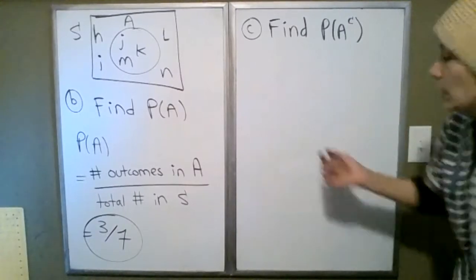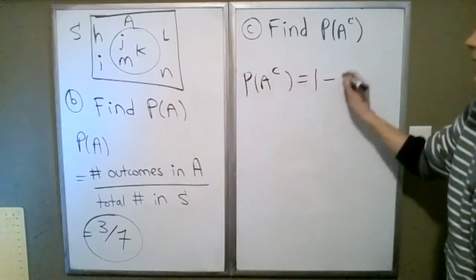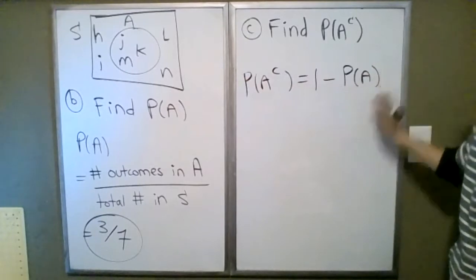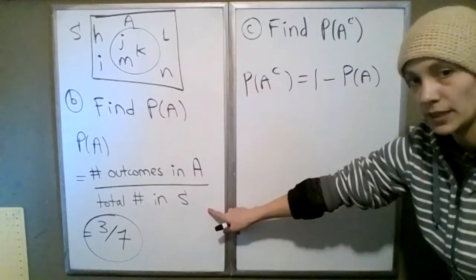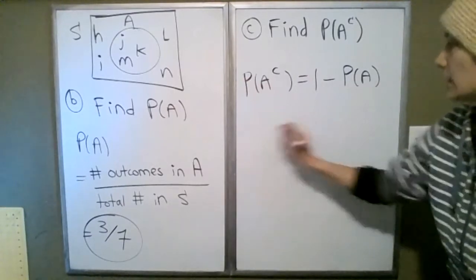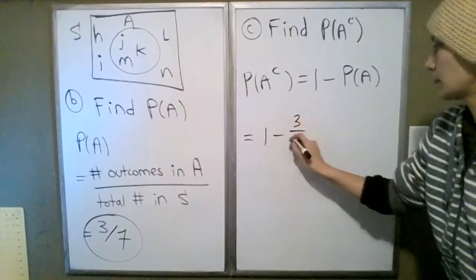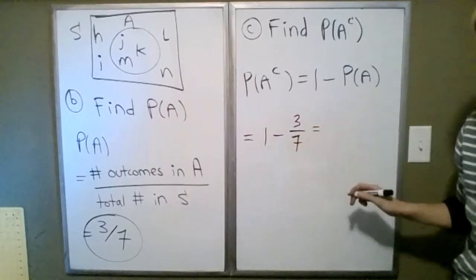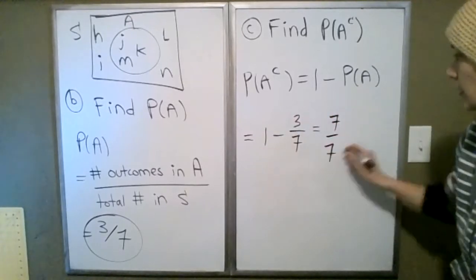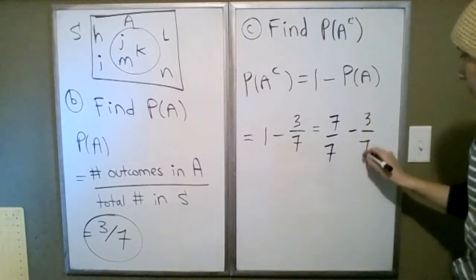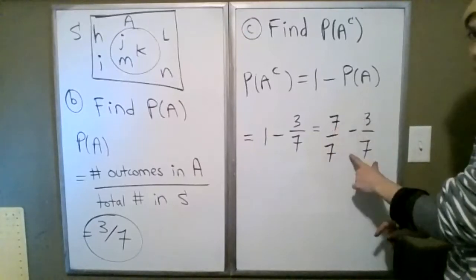Complement rule. The probability of a complement would be 1 minus the probability of A. And substitute that number in. It's 1 minus 3/7. Rewrite 1 as 7/7, so that you have that common denominator of 7. And you get 7 minus 3 over 7.